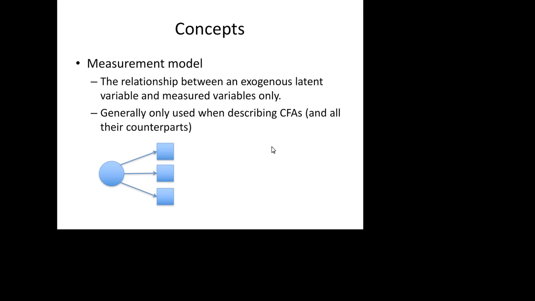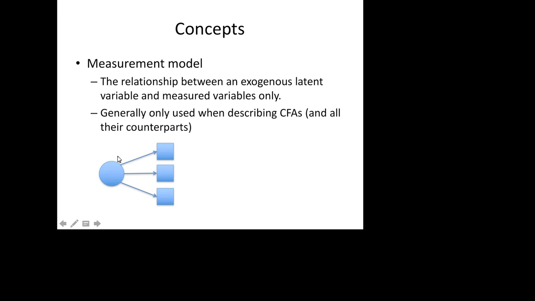Now, we're going to talk about measurement models, that's most of our CFA lectures, and full structural models. The measurement model is the relationship between just that exogenous term and its measured variables. I give a little example right here. Generally, we talk about measurement models when we're talking about CFAs, confirmatory factor analysis and all of their different counterparts. We're going to do five or six versions of CFA. Essentially, we have some latent variable that we think causes the answers on these questions. So this one is exogenous. These three are endogenous. These three will also have errors.